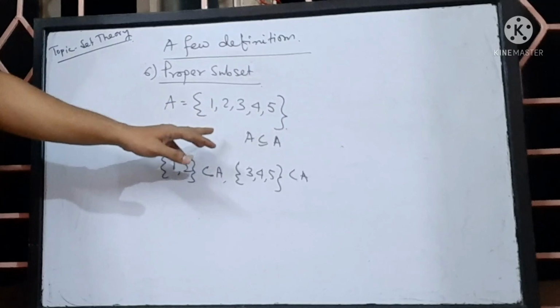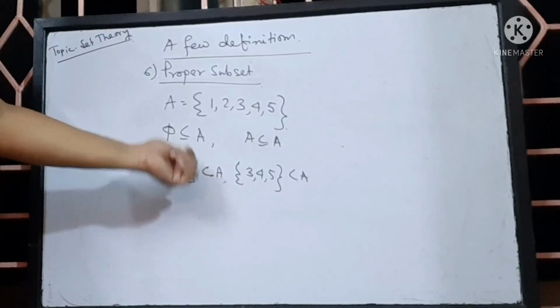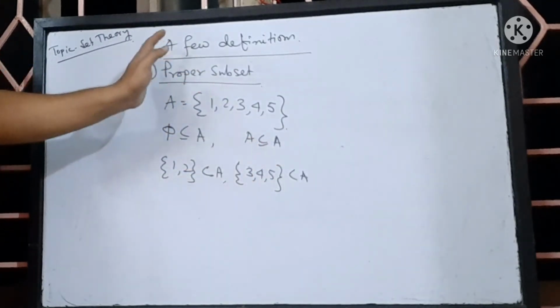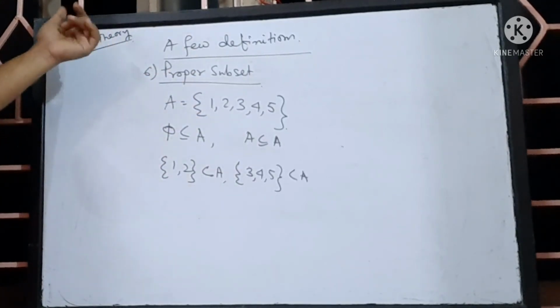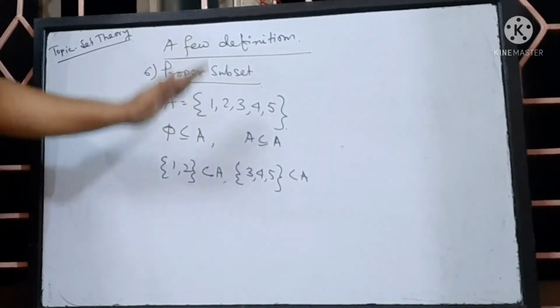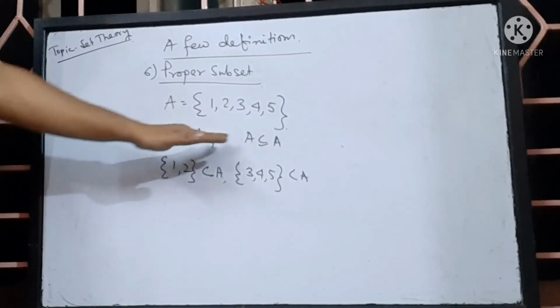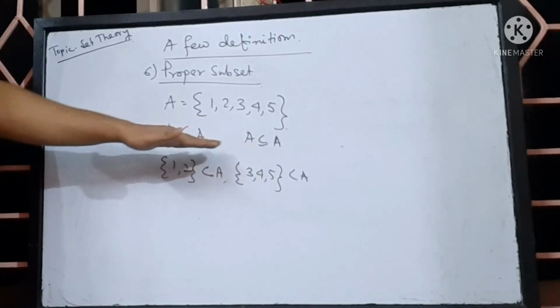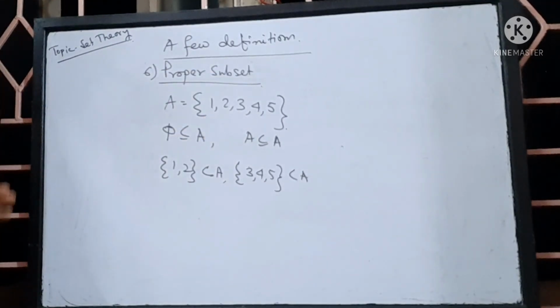Besides those two sets, we have {1, 2}. If we take {1, 2} as a set, this is a subset of A. {3, 4, 5} is a subset of A. And any other combination, singleton set {1}, singleton set {2}, or {1, 4, 5}, any other combination of elements from A is a subset of A. Besides these two sets, all other sets are called proper subsets of the set A.